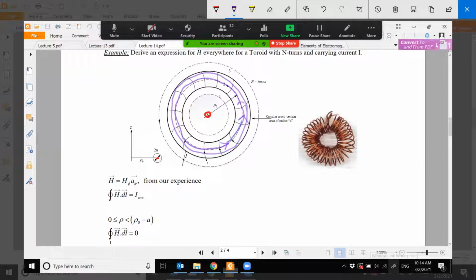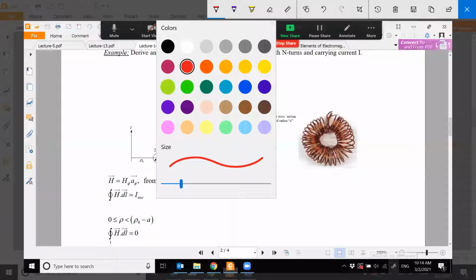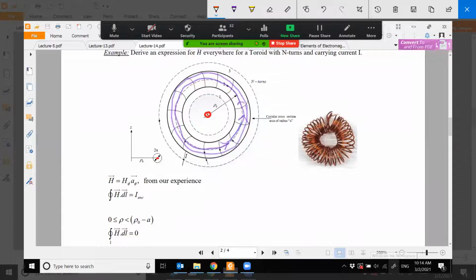So the field will be in this direction. Therefore, in our cylindrical coordinate system, which direction will it be: rho direction, phi direction, or z direction? It is the phi direction. This is your a phi direction. That's why my magnetic field will have the phi direction, so it will have only an H phi component. This is from a little bit of experience.